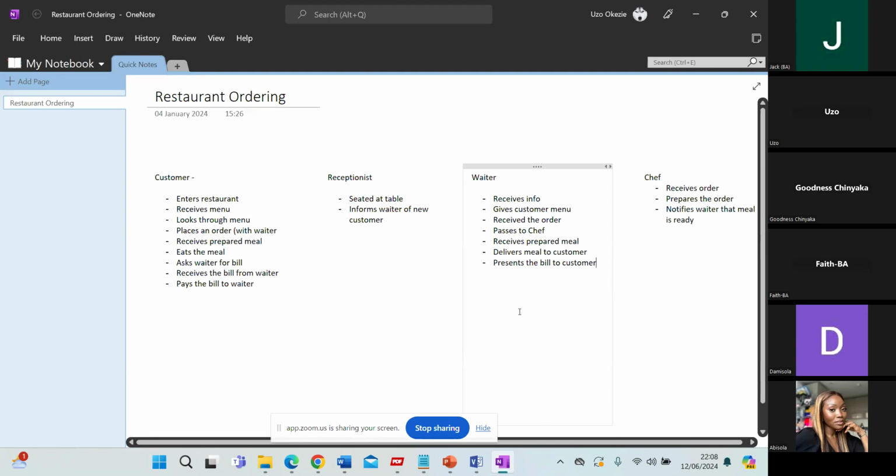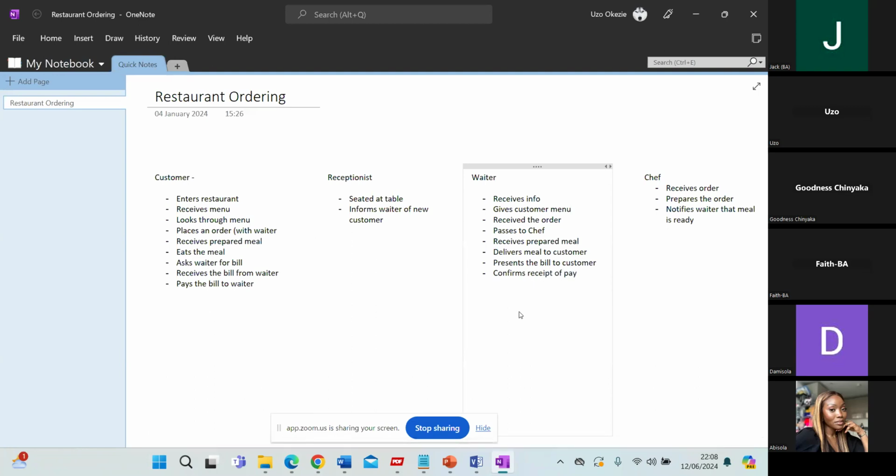The waiter confirms that the payment has been processed. Confirms receipt of payment. Then what happens? Customer reviews.